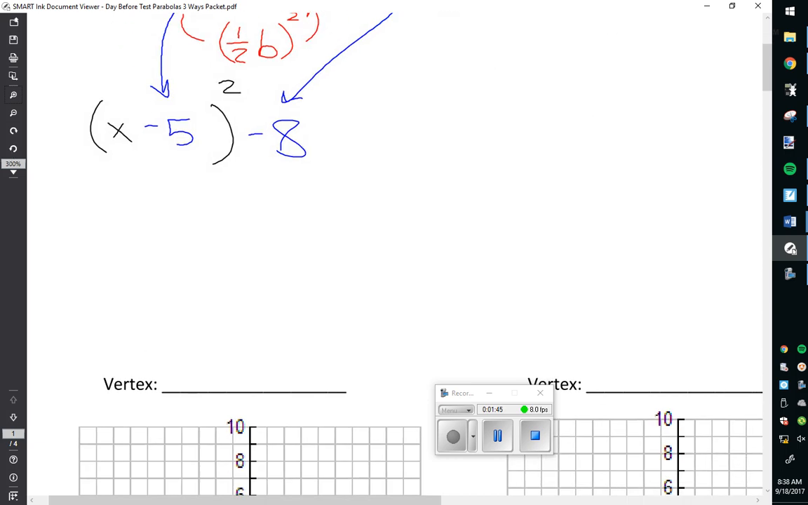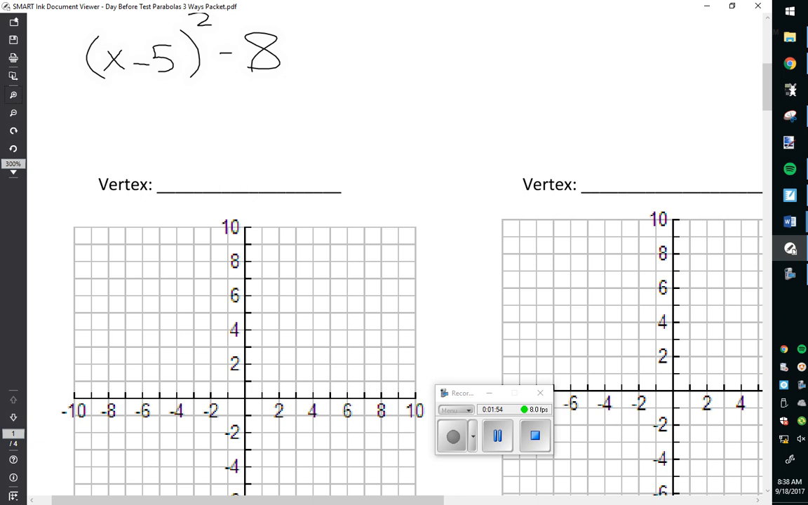That is vertex form. I'm going to rewrite it here so I can graph it. X minus 5 squared minus 8. Now my job is to find the vertex and then graph it.